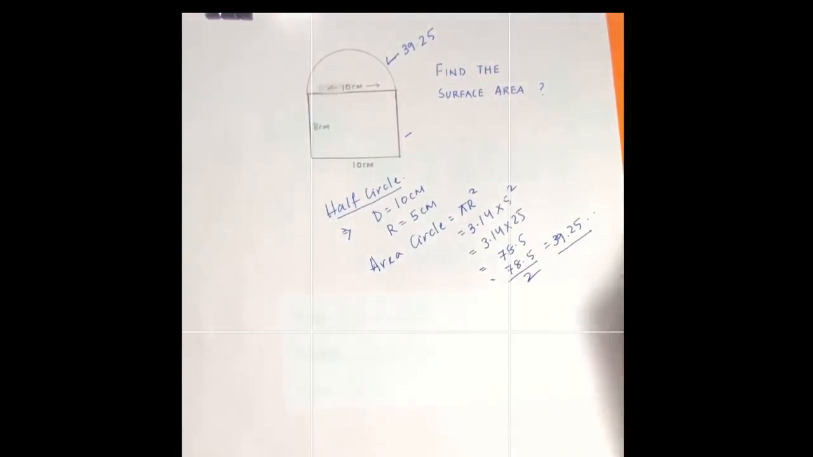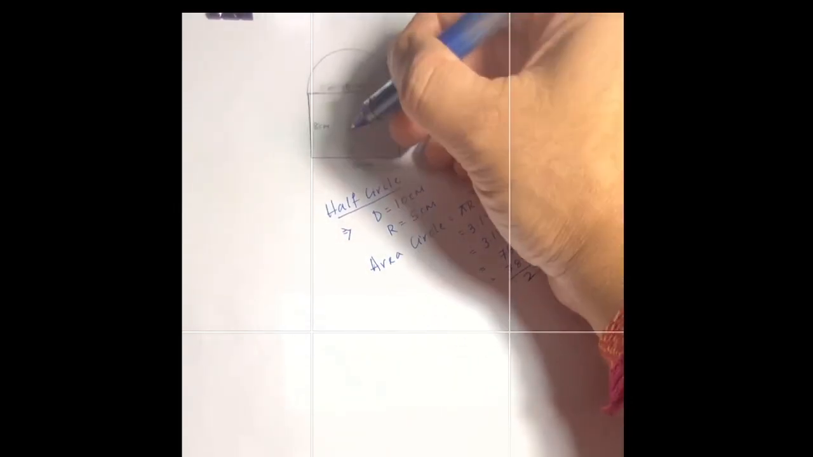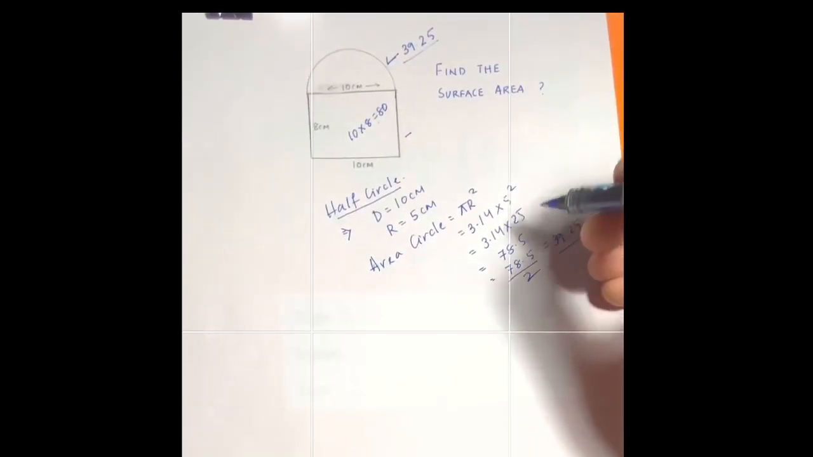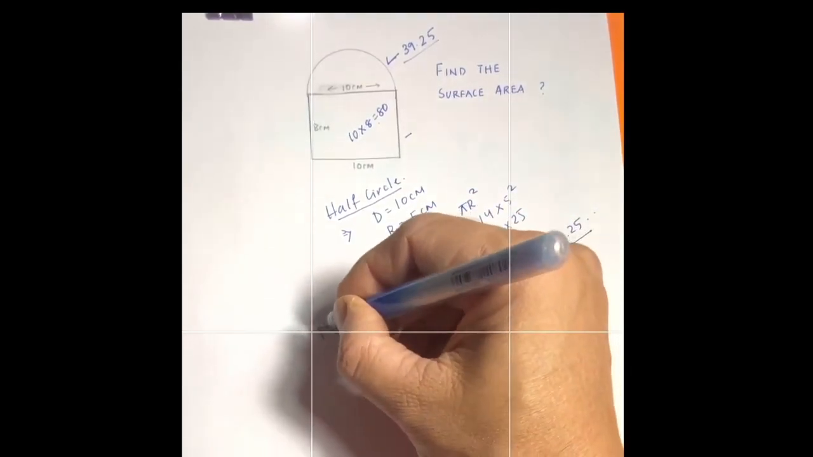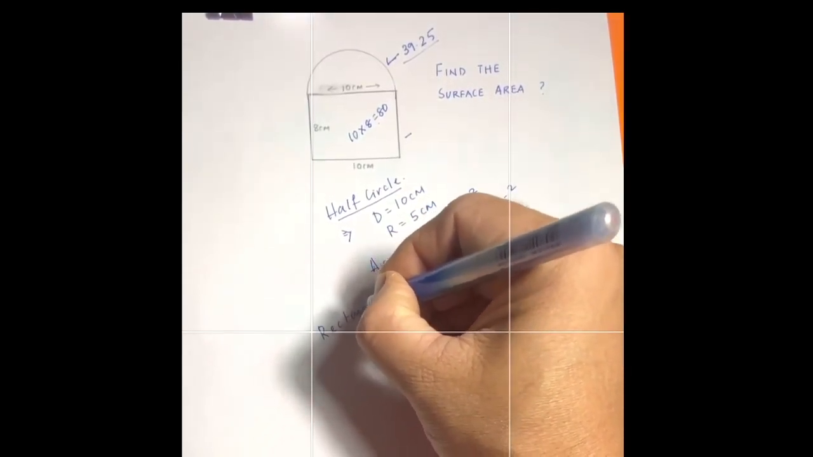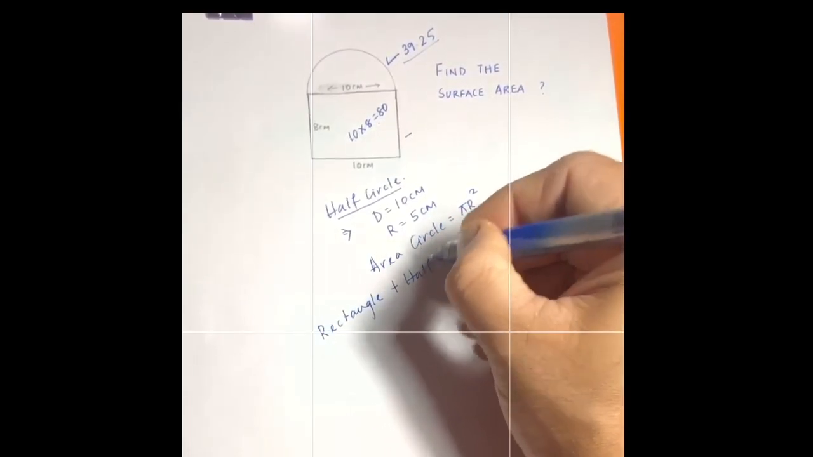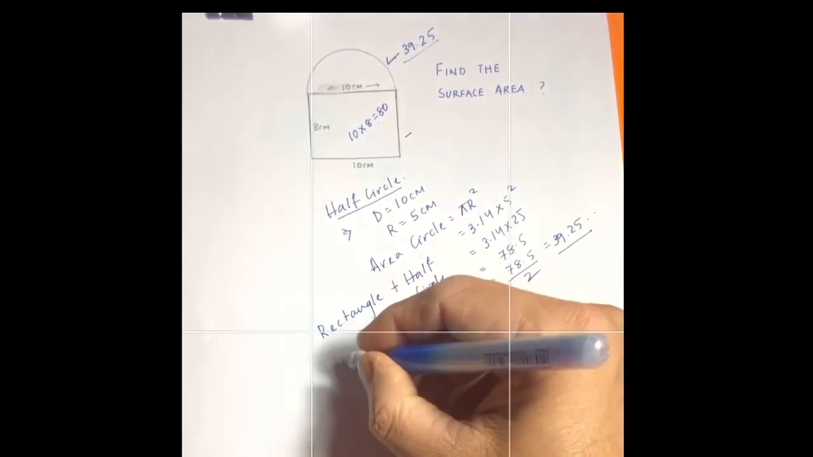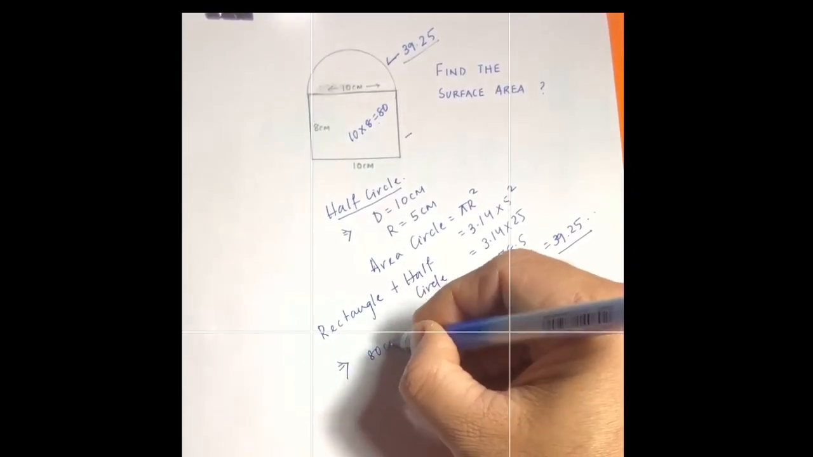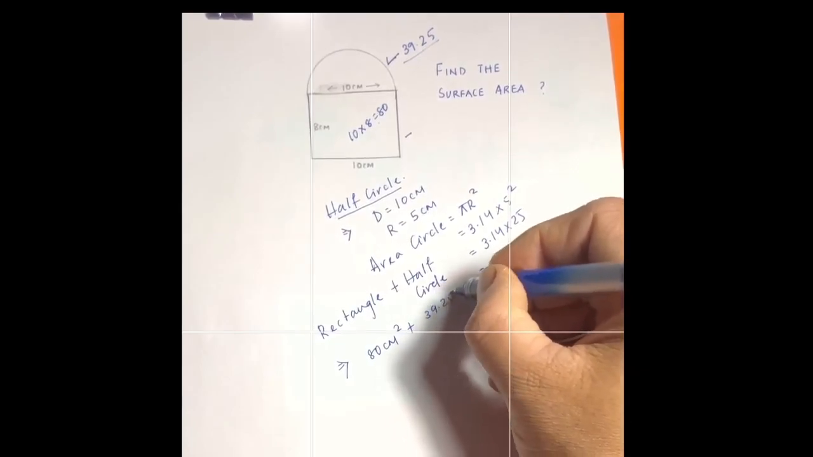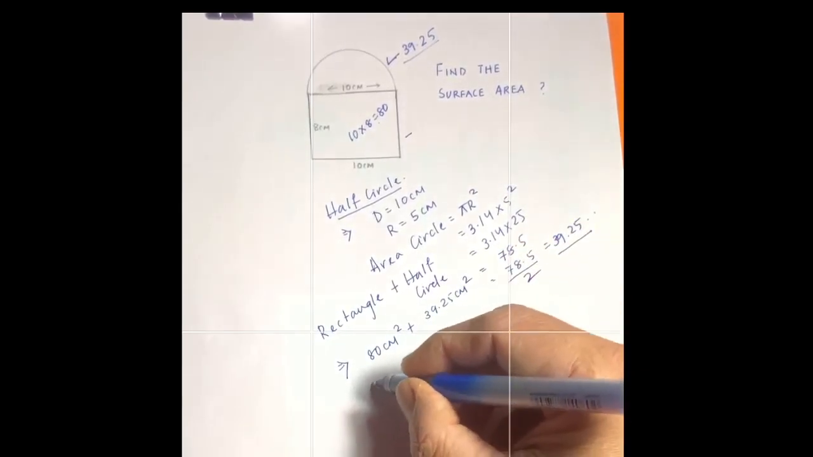39.25. Okay, 39.25. Now we have to find out the area of the rectangle, which is very simple, which is 10 and 8 is 80. Okay, so now to find out the total surface area, the rectangle area, plus half circle area. So the rectangle area is 80 centimeter square plus half circle, we know that as 39.25 centimeter square.